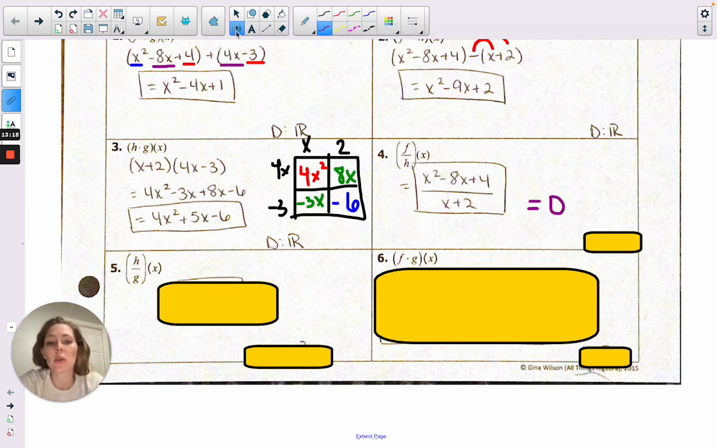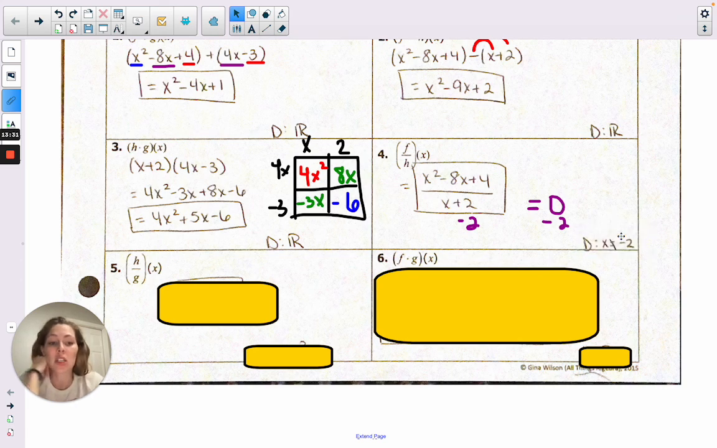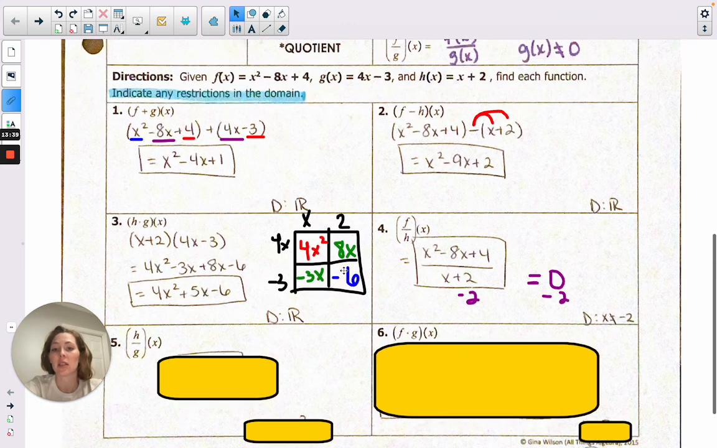So what you could do is set x plus 2 equal to 0 and solve it. How would I solve this for x? Well, I would need to minus 2 and minus 2. So therefore a negative 2 would make the bottom 0. Therefore x can't be negative 2. So that's where your domain restriction comes in. Domain is x cannot equal negative 2. Okay? And that is the gist of all of addition, subtraction, multiplication, and division of functions. So we're going to keep going with some more practice.